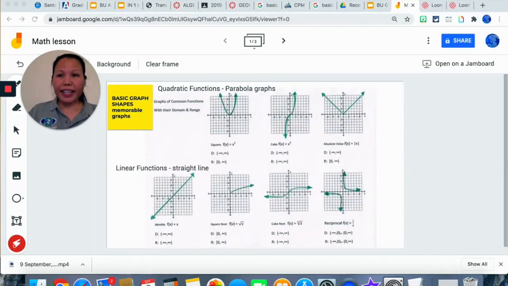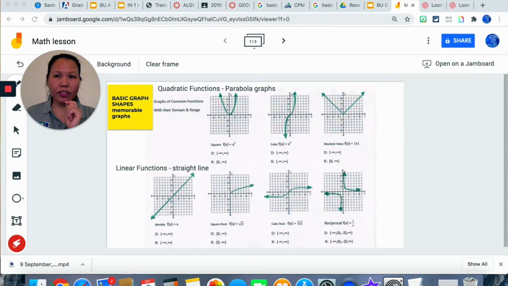We have some basic graphs that we really need to memorize the shape of, and be able to match the equation or function, we call it equation function, with the shape of the graphs. Okay, so when we have a parabola, it's like a U. If we have to pick a letter from the alphabet to remember, it's going to be a U. And that would go for a quadratic function.